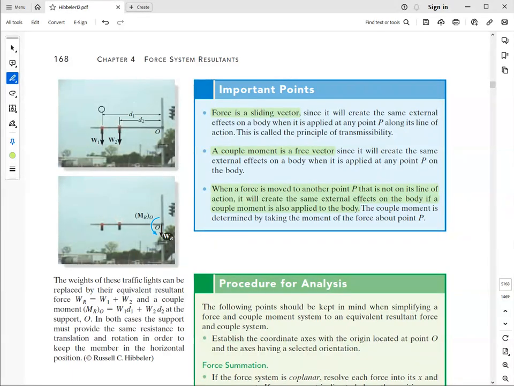So yeah, there's an example here with traffic lights. I have the two weights, and if I move them and add them, W1 plus W2, they are parallel. Show them here at the joint between the horizontal and the vertical mast. Then I need to introduce this moment, which really is going to be W1 times D1 plus W2 times D2. They're in the same direction and acting counterclockwise as shown here.